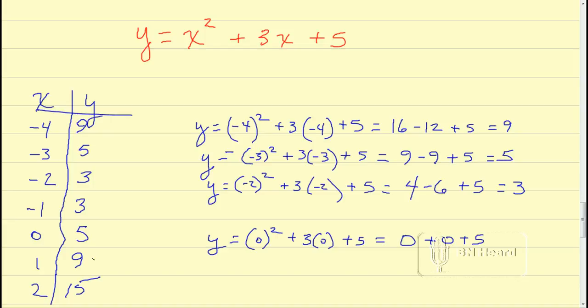Now, to graph this, we're going to go over to Excel and graph it. But notice that I have -4, 9. I've got an ordered pair there. -4, 9. My x is -4, my y is 9. -3, 5. So I have 1, 2, 3, 4, 5, 6, 7 ordered pairs that I'm going to be able to graph over in Excel. So let's take a look at graphing those in Excel.